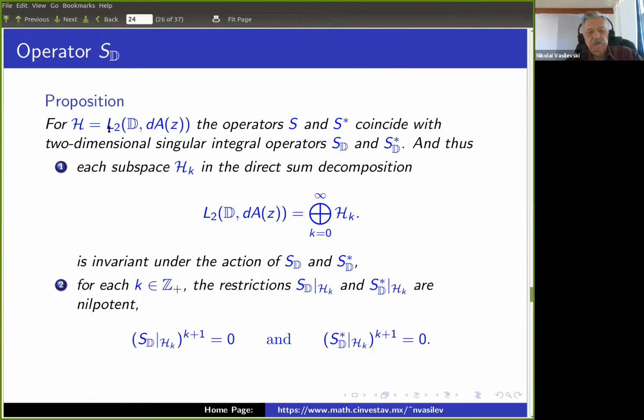First of all, if we decompose L2 over the unit disk as the corresponding direct sum of finite dimensional subspaces, then these finite dimensional subspaces are invariant under the action of the operator S_D star. So this two-dimensional singular integral operator possesses an infinite collection of finite dimensional invariant subspaces. And moreover, the restrictions of this operator to these finite dimensional spaces are nilpotent.